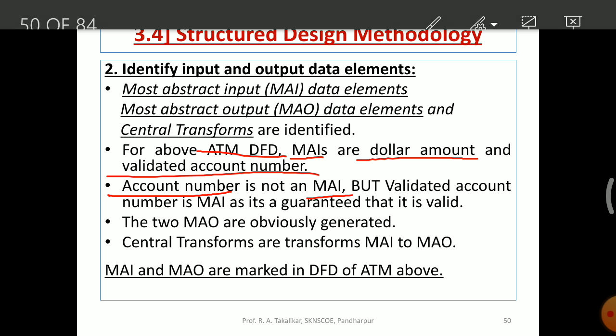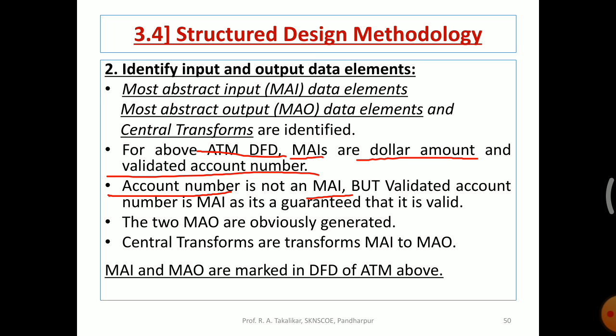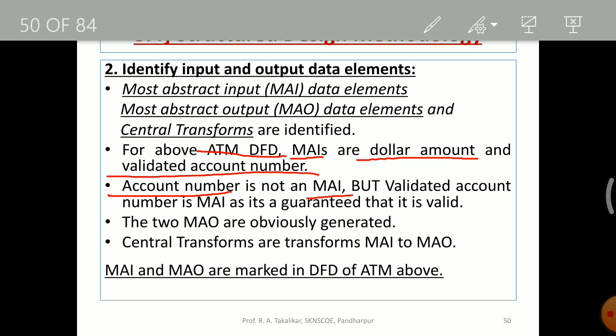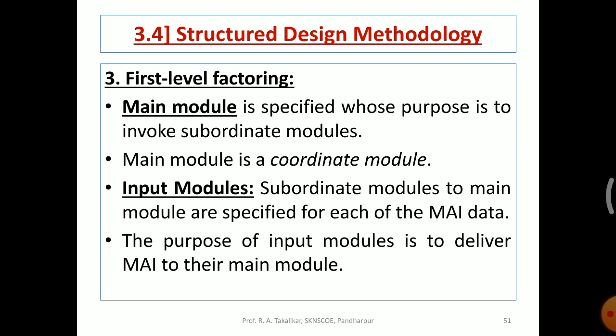generated, that is the output generated by the DFD, transaction and new account, which are recorded in the record transaction and update account, the different logs. So MAI and MAO are marked in the DFD of ATM. We have seen how they are marked. So identifying the input and output of data element, that was the second step.